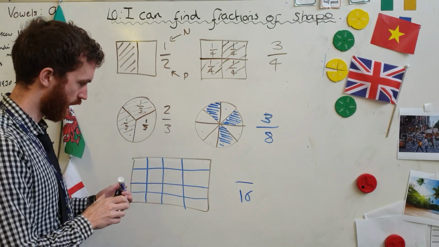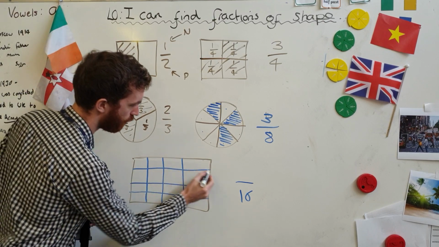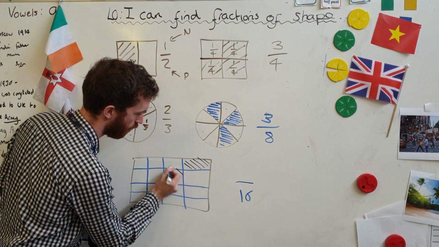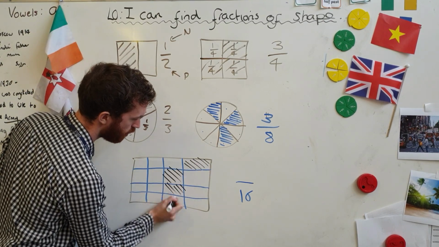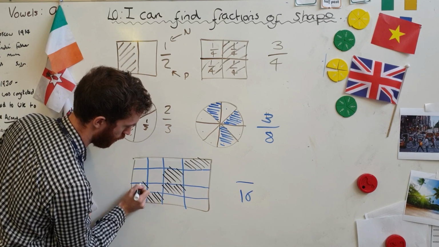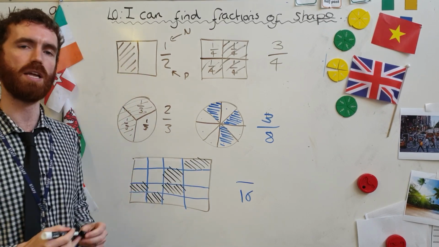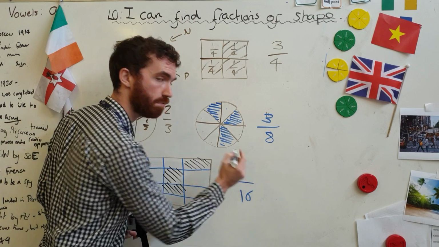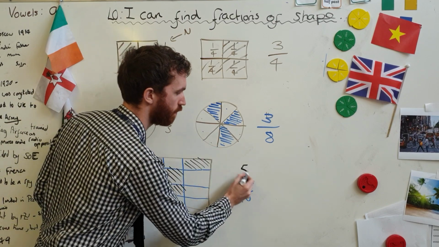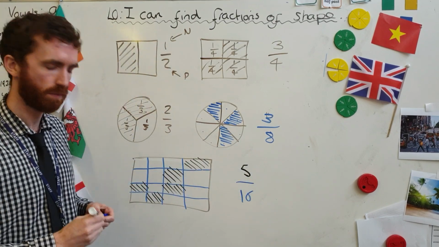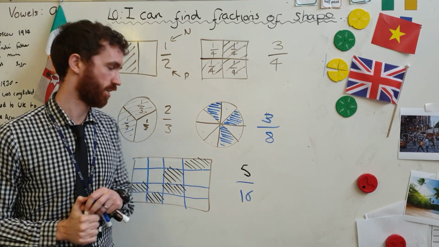Okay, let me shade a certain number. I'm going to shade this, and this, this, and this. And how many have I got shaded out of 16? Can you do it? 5/16. Okay, finding fractions of shape is actually not that tricky.